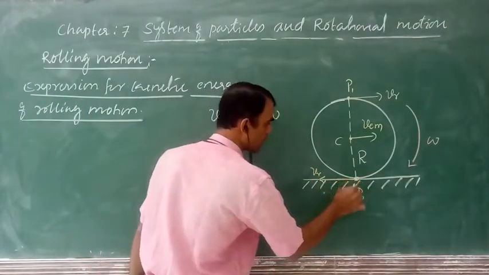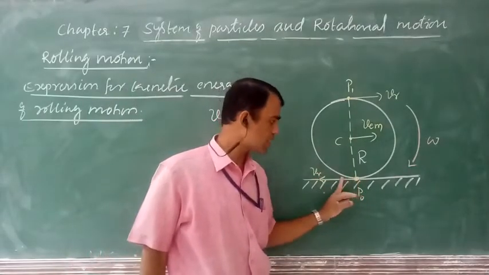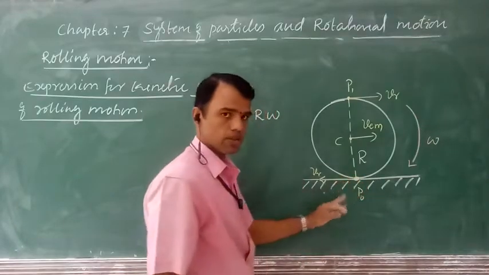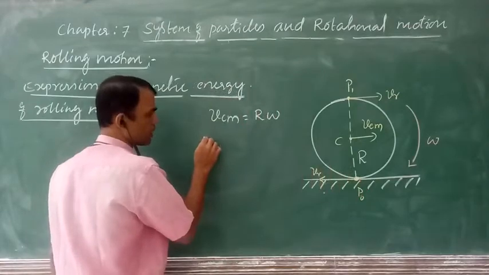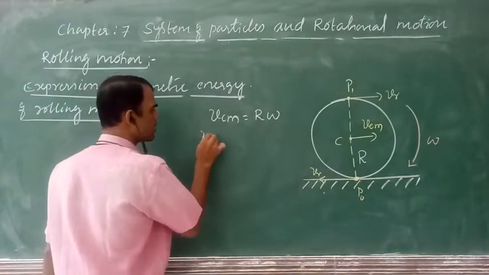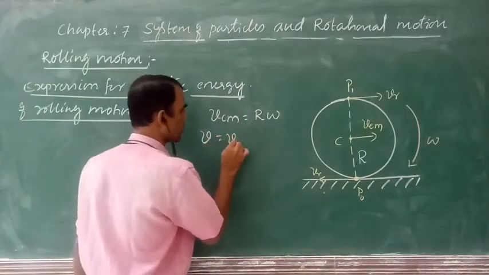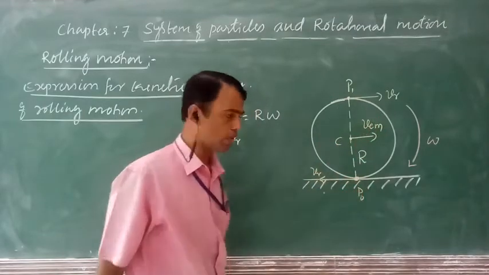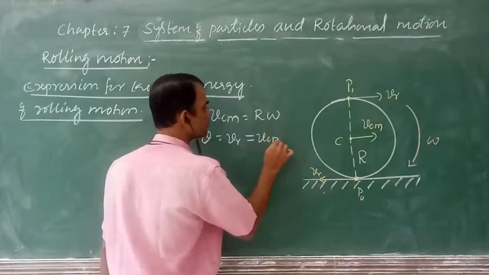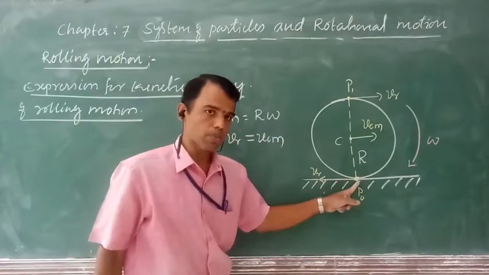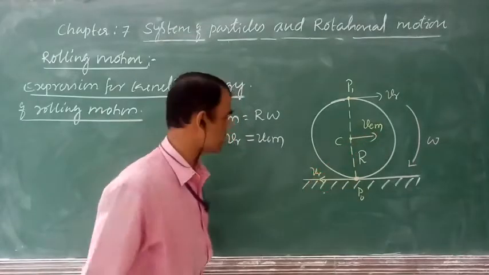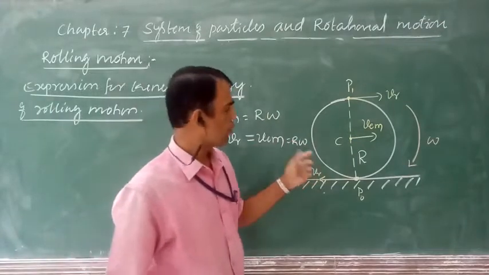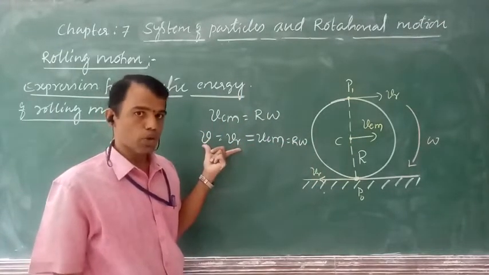Now, consider a particle at the bottom of the disc, which is just touching the surface when the disc rolls. If v is the velocity of the particle at P naught, at the bottom of the circular disc, then it is equal to Vcm. This means the particle at the bottom will move with the same velocity as that of the center of mass, which is equal to r omega.